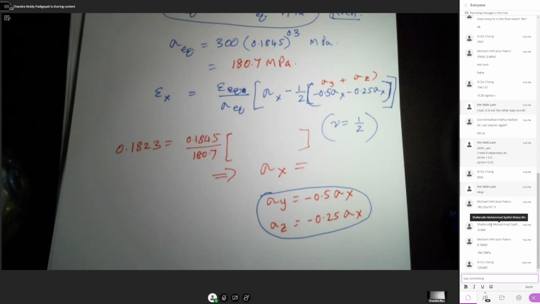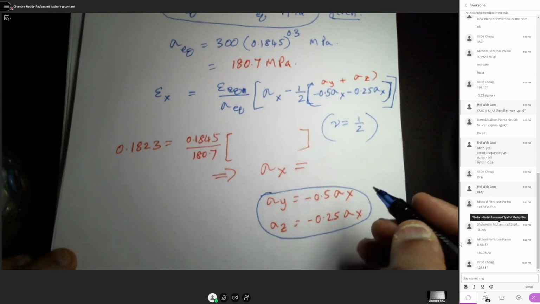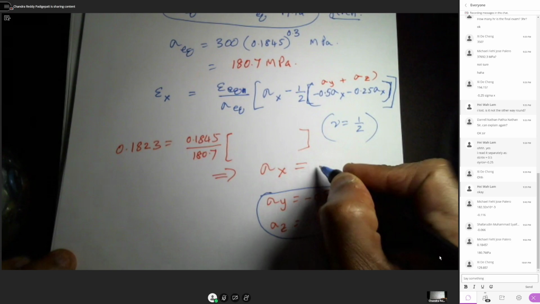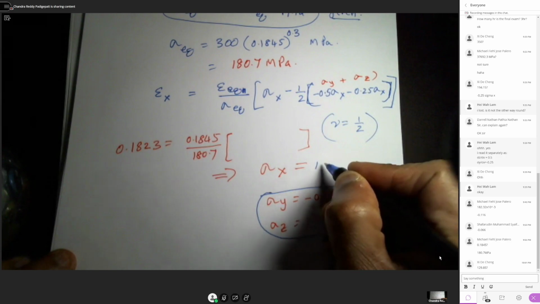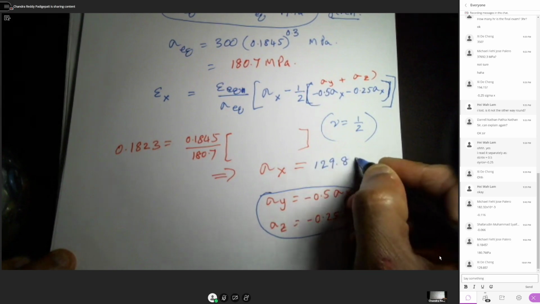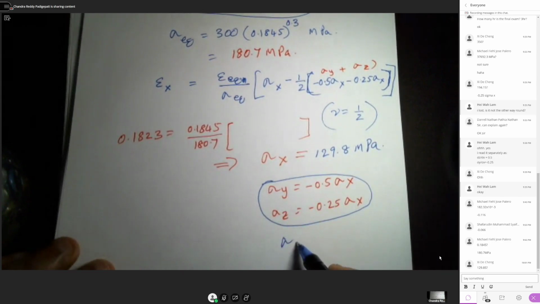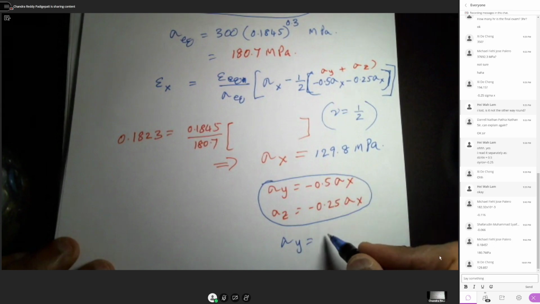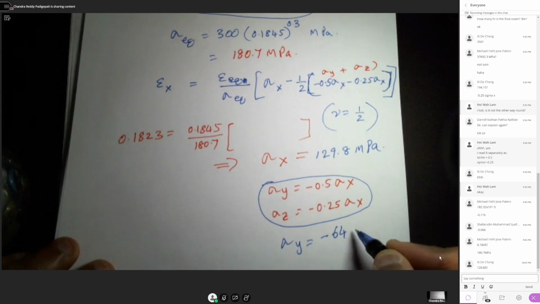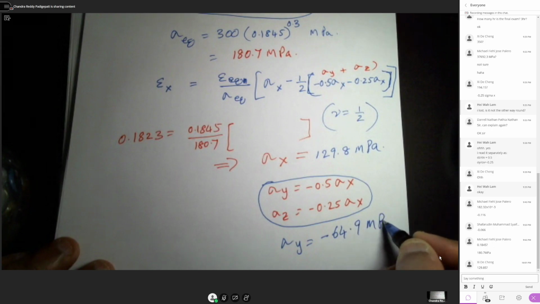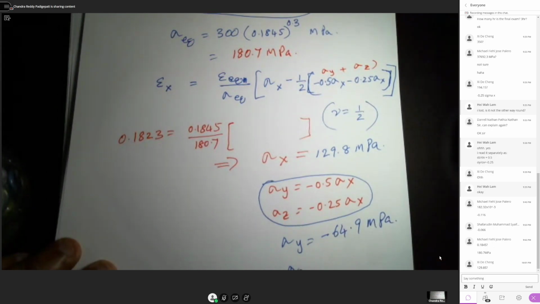129.85, that's correct. So you can write this as 129.8 megapascals. Then your sigma y will be half of this, negative, so you can write negative 64.9 megapascals. Then sigma z is 1/4 of this, so that will be negative 32.45 megapascals.